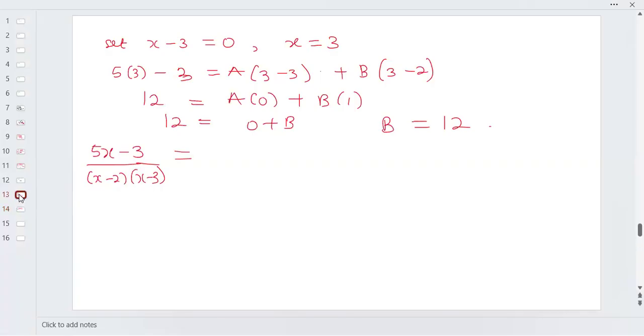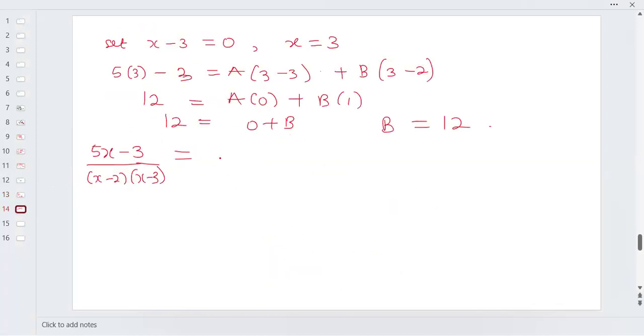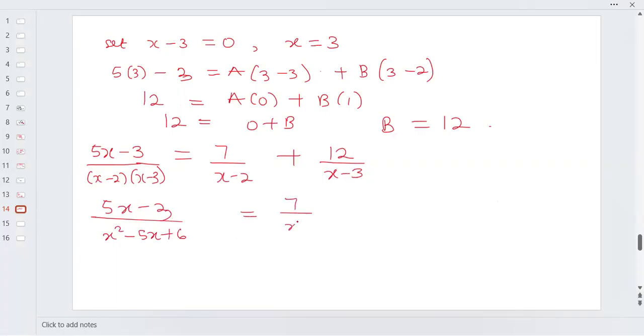equals, a now is 7, so that is 7 over x minus 2, then plus b is 12 over x minus 3. So, of course, we know that this expansion is the same thing as this, over x squared minus 5x plus 6. This is actually equal to this.